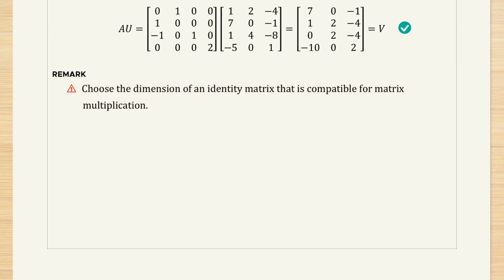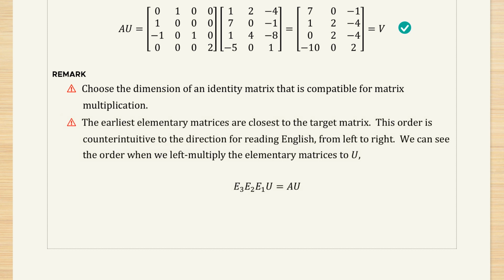Here are some things to keep in mind when doing these types of problems. Make sure the identity matrix, and hence the elementary matrices, are compatible for matrix multiplication. Also, mind the order of multiplying together the elementary matrices. Since we're multiplying toward the left, we have to go E1, E2, E3 for these 3 steps, from right to left rather than from left to right. This may seem a bit counterintuitive, but it's because the matrix that's closest to matrix U is the one that gets multiplied first. In this case, it's E1, the first step that we did. And then it's the second step, E2.